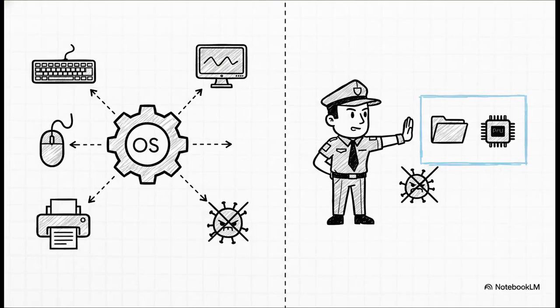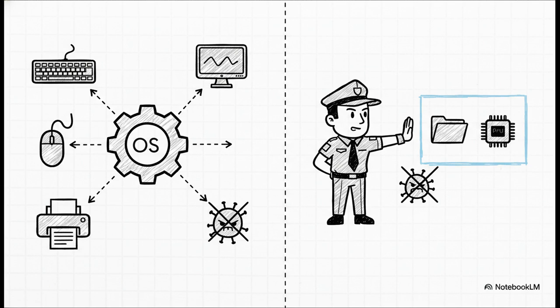First, you've got input/output management, or I/O. Think of this as the company mailroom. It handles all communication with the outside world: your keyboard, your mouse, the printer, the monitor. It makes sure that when you press the A key, the letter A actually appears on screen.